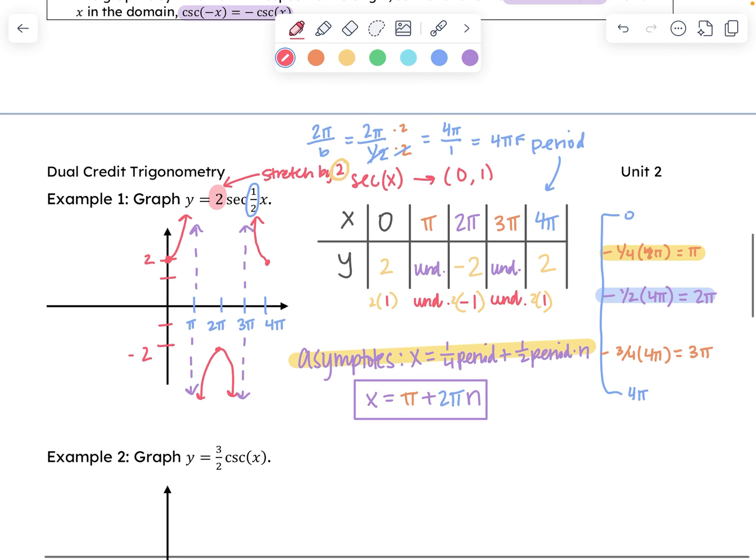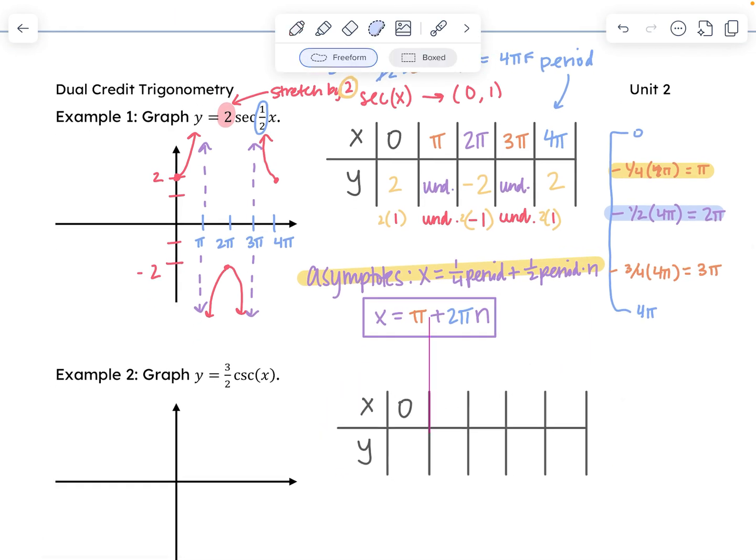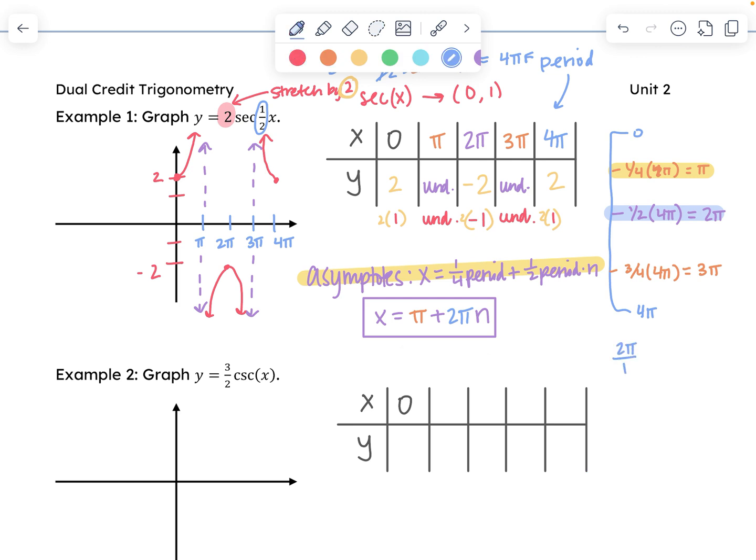Let's look at a cosecant graph. I'm still going to start my table at 0, and I'm still going to start by finding my period. So 2 pi over b. Notice for this one, b is just equal to 1. So if I have 2 pi over 1, my period is still just 2 pi. So it's my original period of 2 pi.